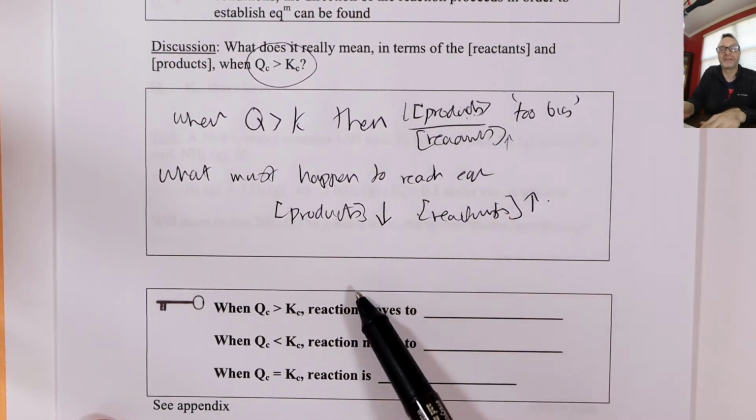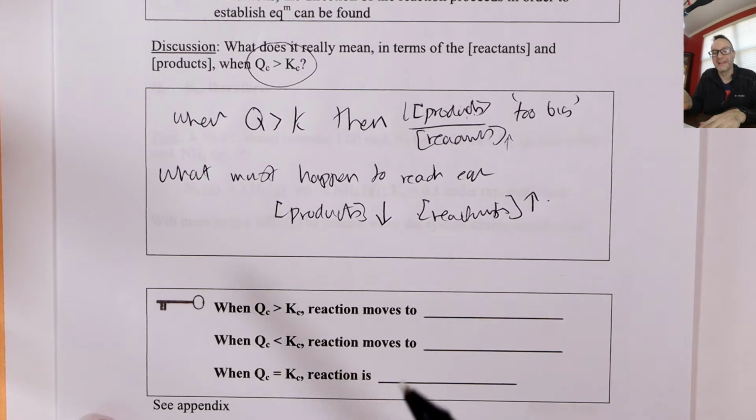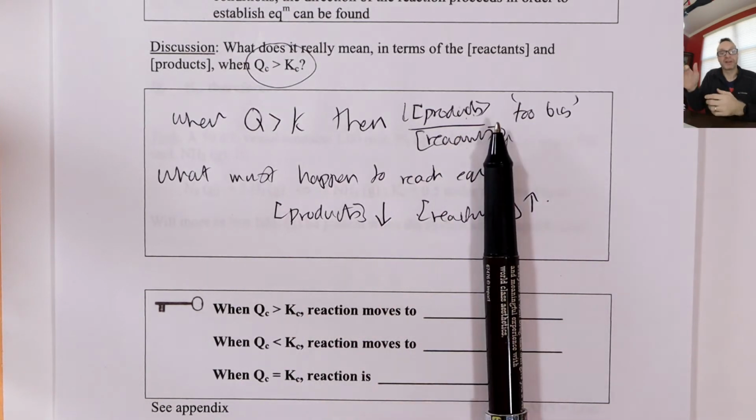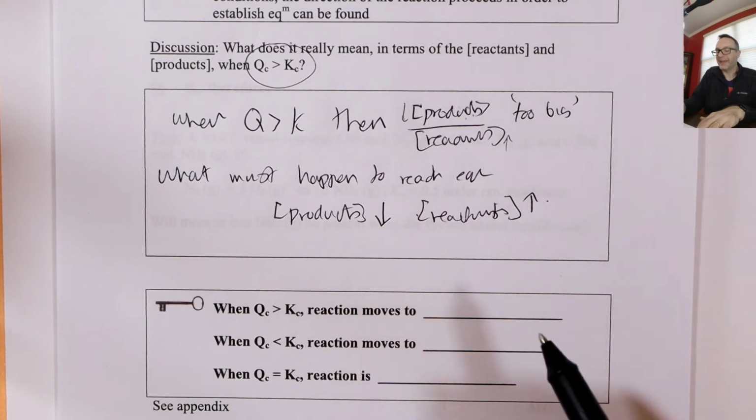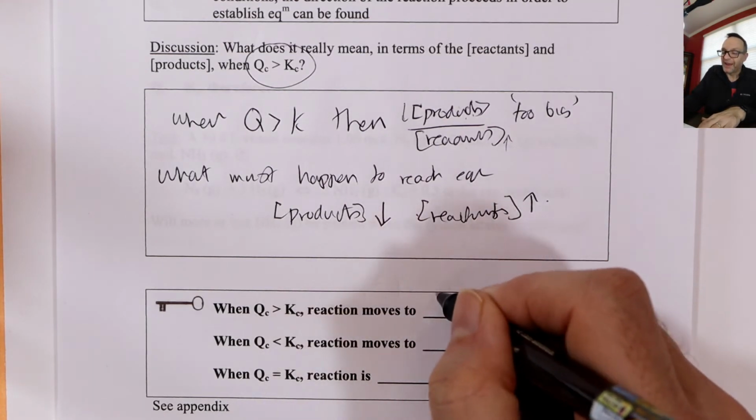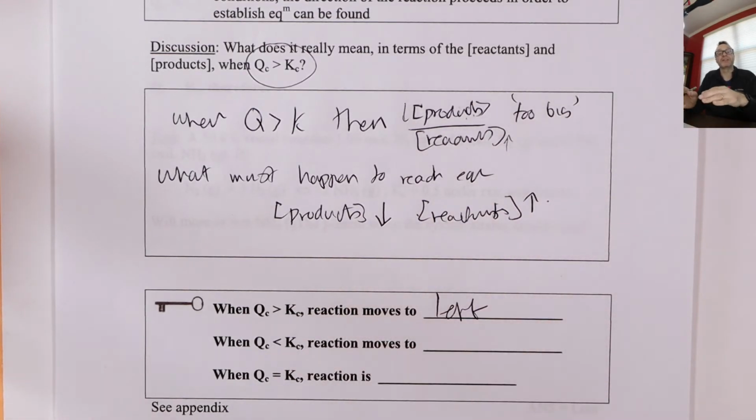So just read through that slowly again, or just rewind me, and then get it straight in your head. When Q is bigger than K, that means I've got more products than I should, because it's the same products over reactants ratio that defines both. So if the ratio is too big, the top has to go down and the bottom has to come up to make it where it should be, K. So if I'm making reactants from products, I'm going to the left, because a left to right reaction is our standard.